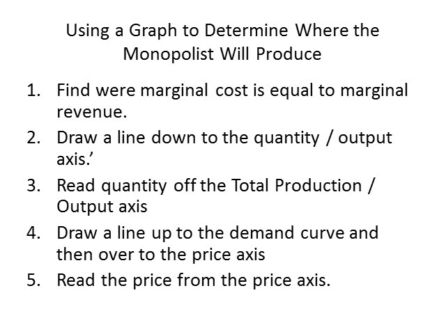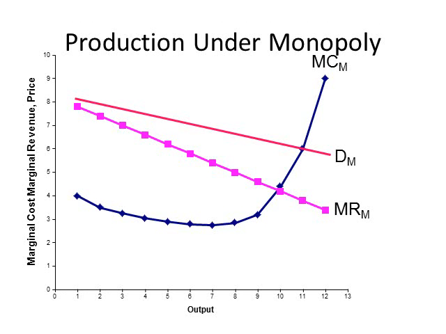The procedure for finding where the monopolist will produce and the price of the good using a graph is as follows. Find where the marginal cost curve is equal to the marginal revenue curve. Draw a line down to the quantity output axis. Read the quantity off the total production or output axis. Draw a line up to the demand curve and then over to the price axis, and read the price off the price axis. Let's look at an example of this.